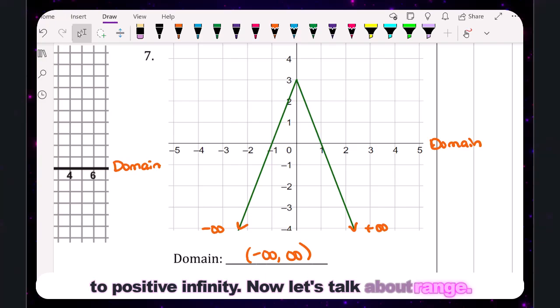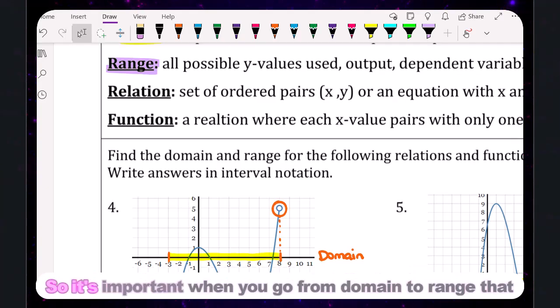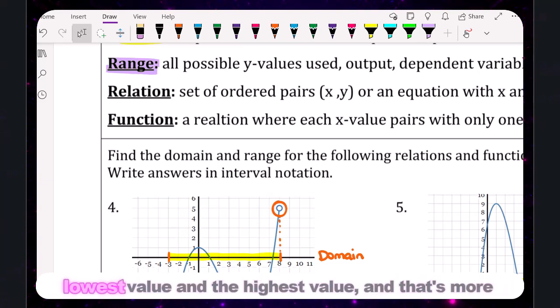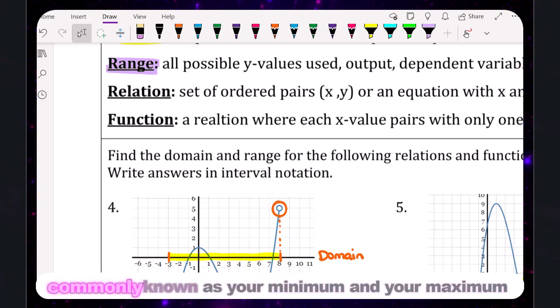Now let's talk about range. It's important when you go from domain to range that you understand that you are now looking at the lowest value and the highest value, and that's more commonly known as your minimum and your maximum values.